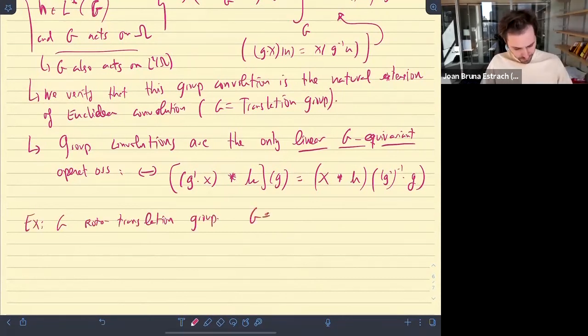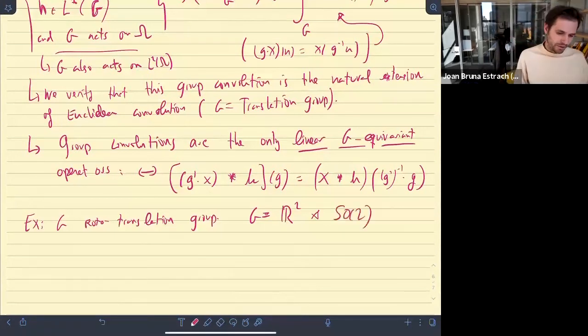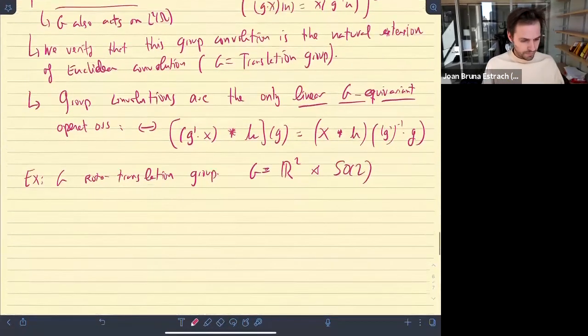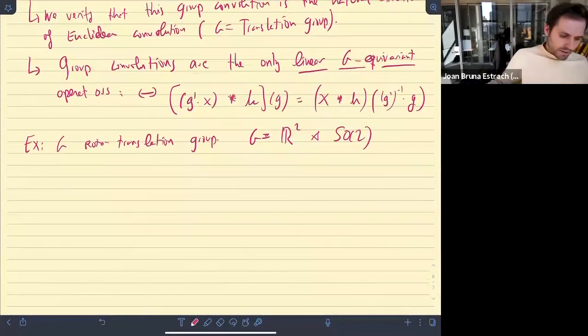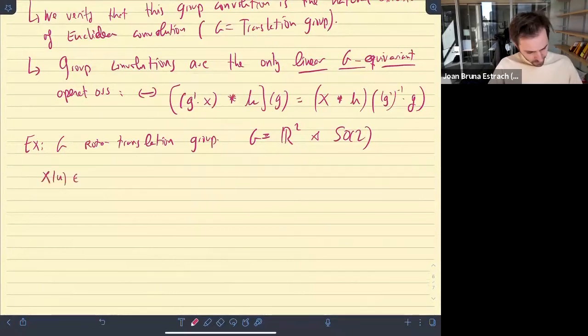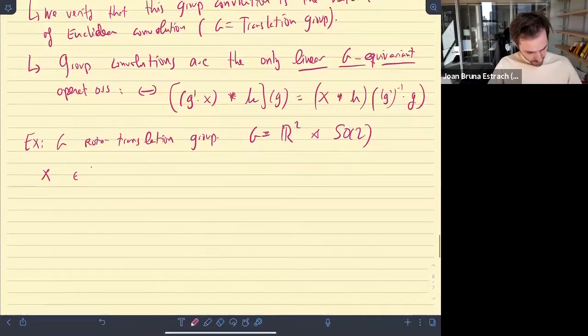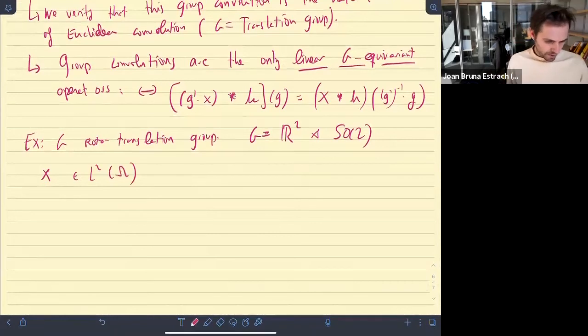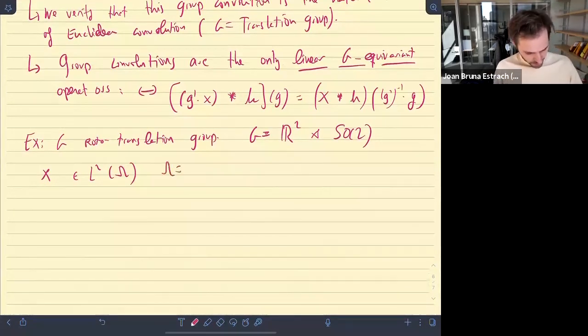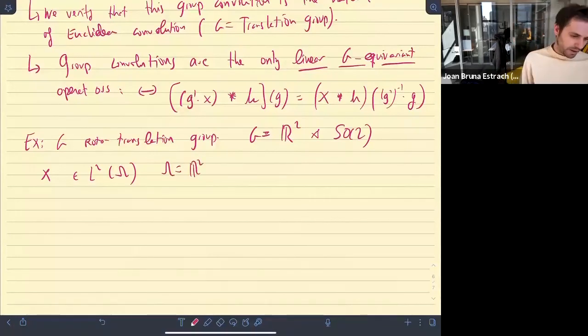Okay, so G is R2 translated combined with the rotations. Okay, so this is the translation of the rotation. So the first thing we do is that we start from, so that's our group. So we start from our signal X, that is in L2 of omega. And omega, let's think that omega is R2, is a subset of the thing.